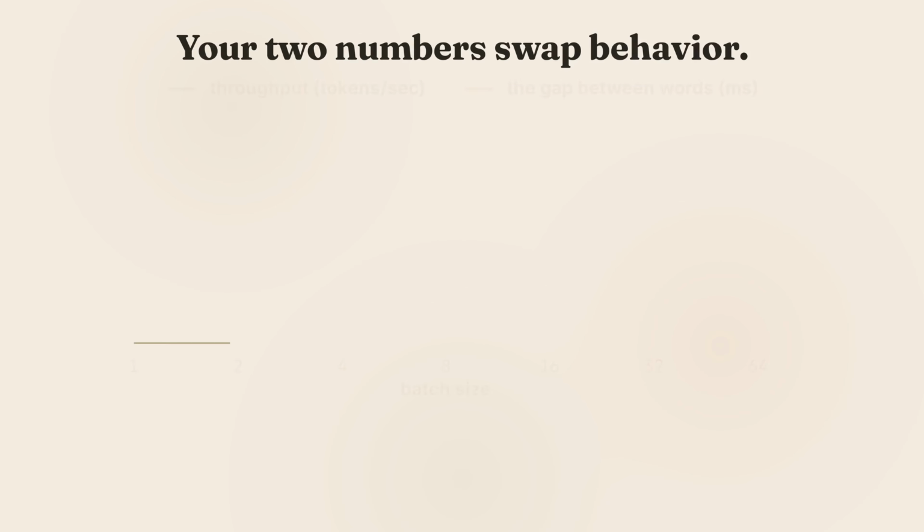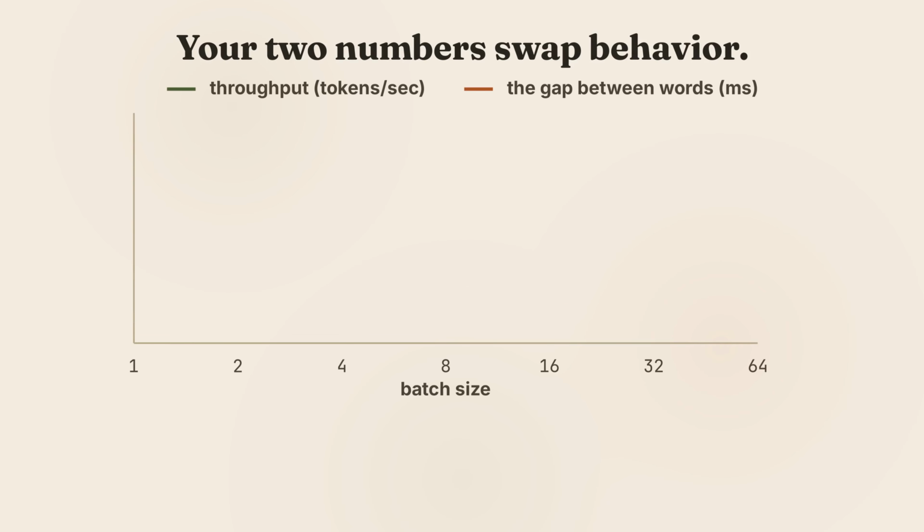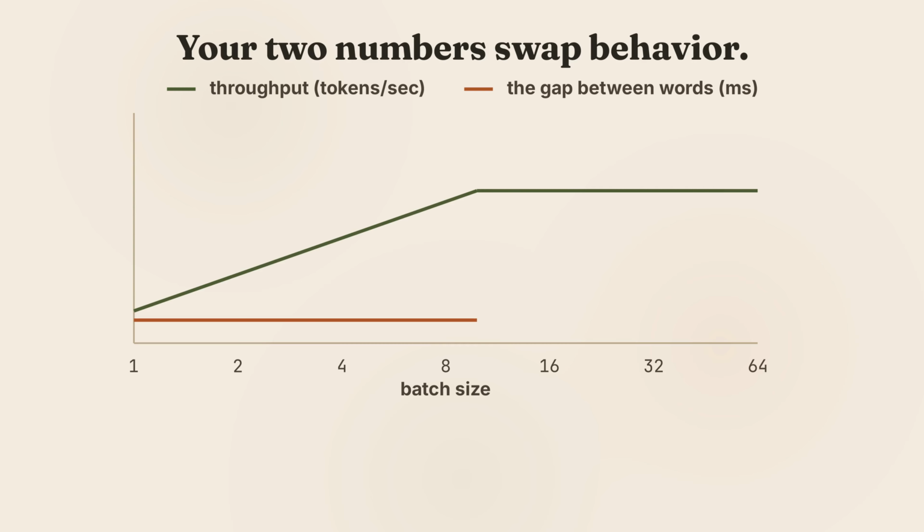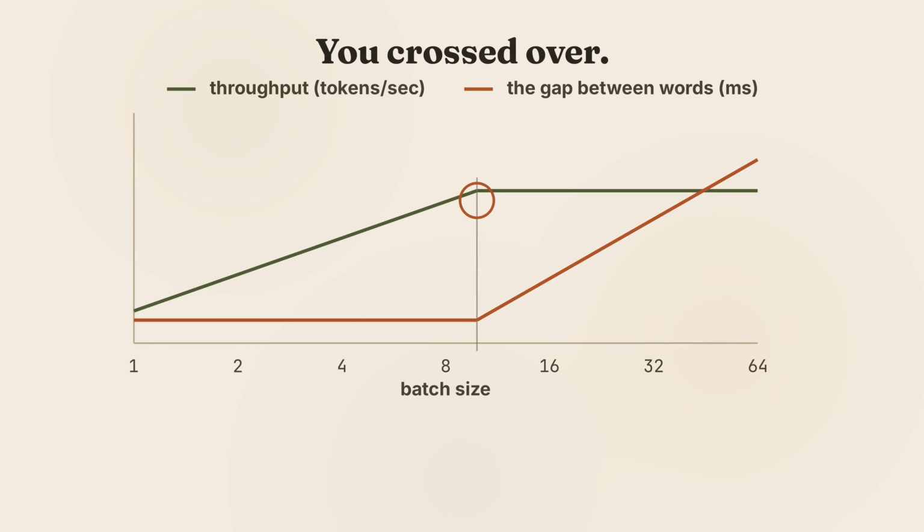And what does it look like when it stops being true? Your two numbers swap behavior, right? Your throughput flattens out and won't go higher whatever you do. And now that gap between words climbs in proportion to your batch. So you double it, everybody waits twice as long, and you finish the same tokens per second as before. So what happened there? You crossed over.